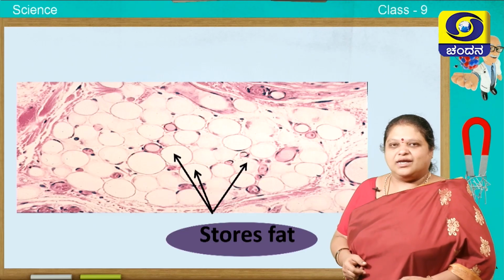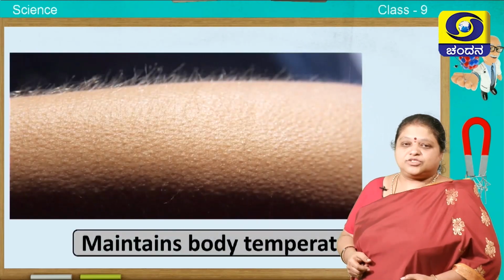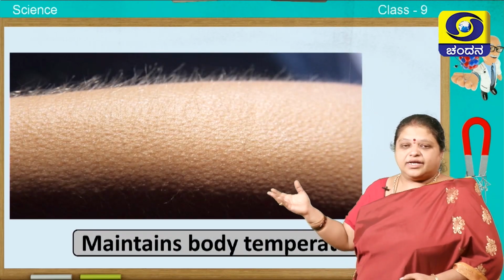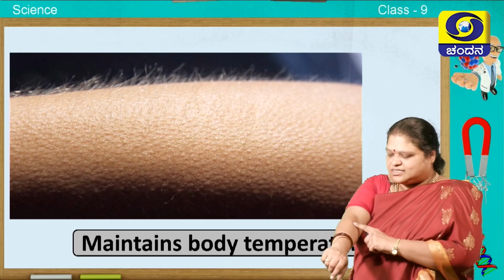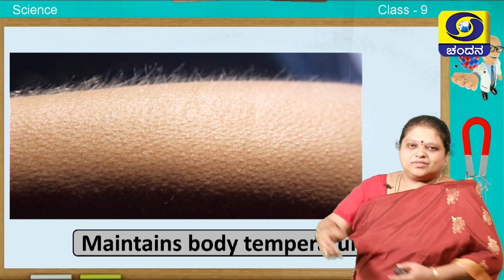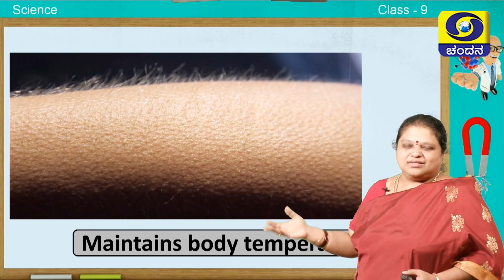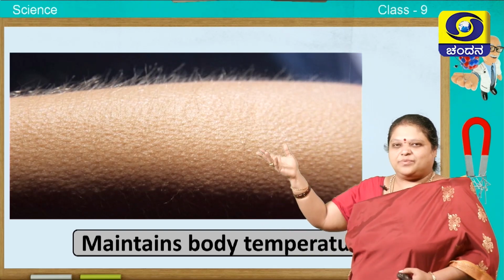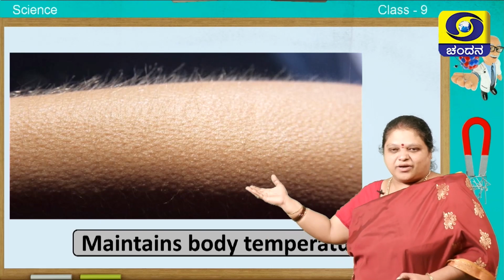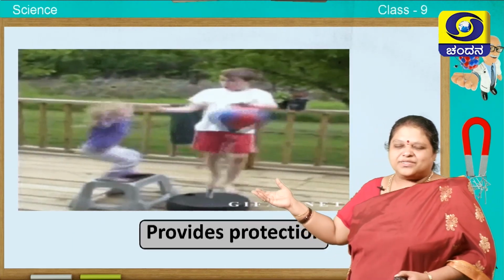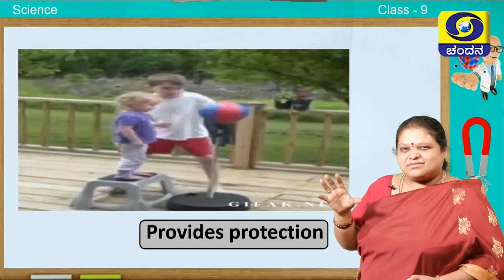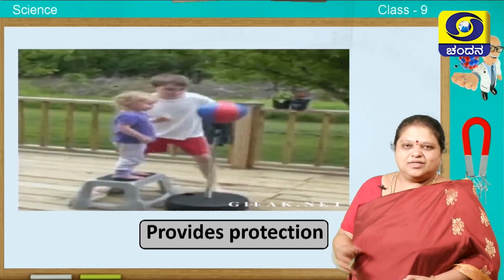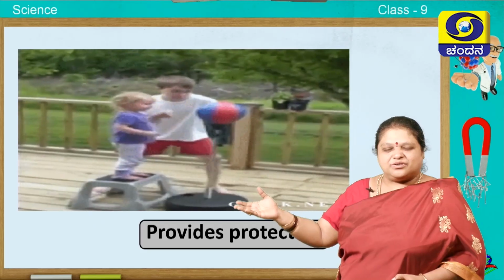Not only that, it helps you from shocks. Not only that, it helps in maintaining body temperature. It is just beneath the skin. So whenever there are chills, the sudden surge of blood will be there to maintain the body temperature. It helps in providing protection. So basically it acts as a shock absorber. So like this, adipose tissue helps you.